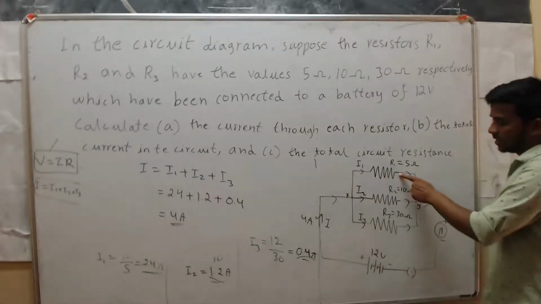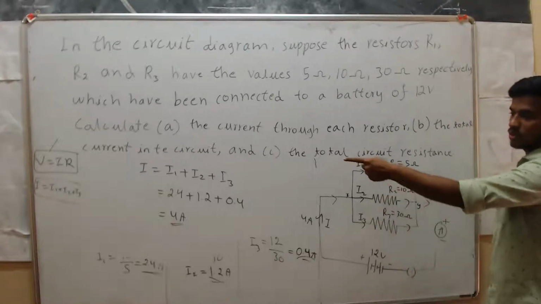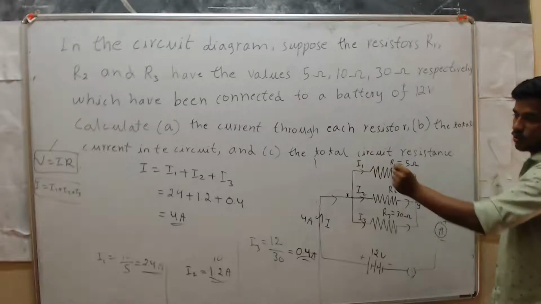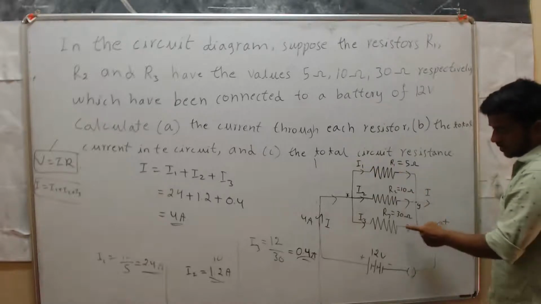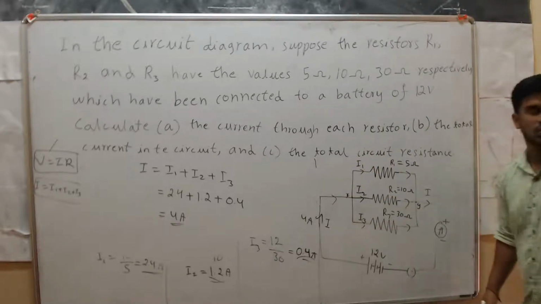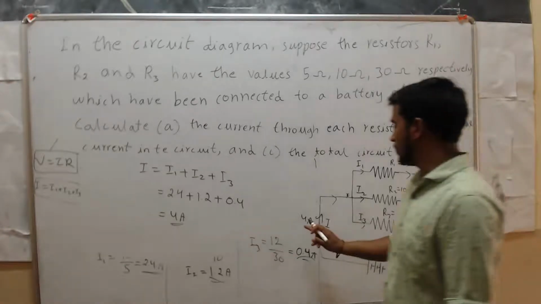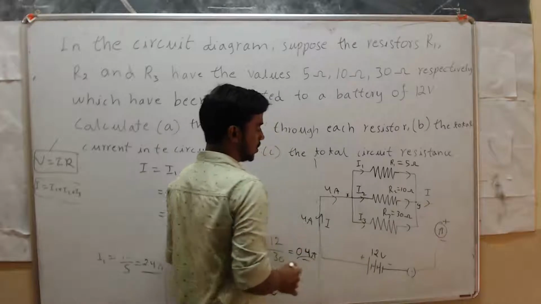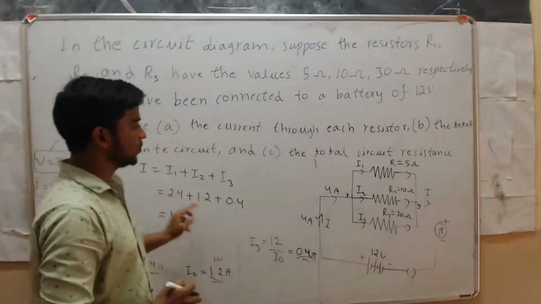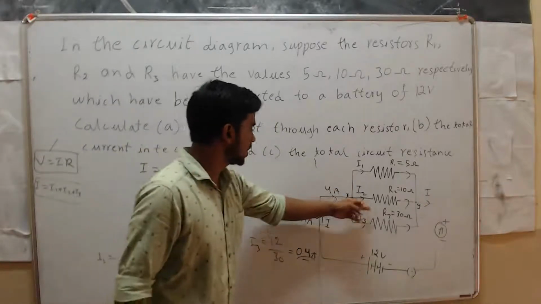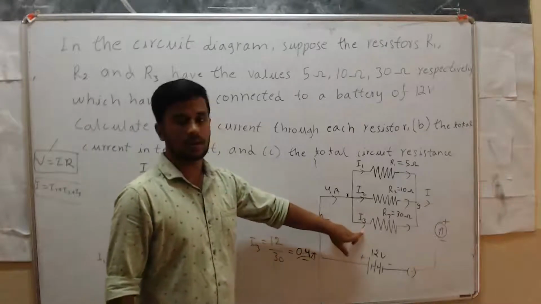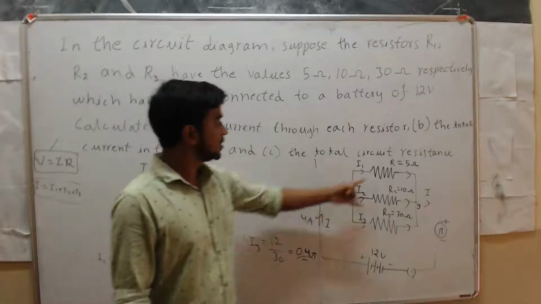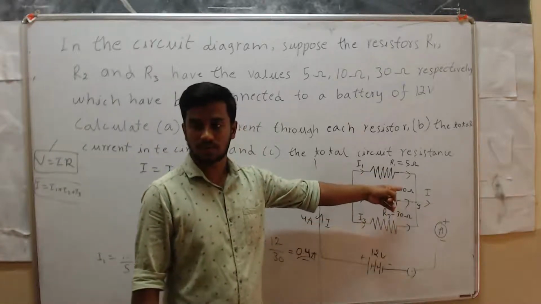If you connect here or here, you will get 2.4. If you connect this ammeter here or here, you will get 1.2. If you connect this ammeter here or here, at that time you will get 0.4. This 4 ampere current divides into 2.4 here and 1.2 here and 0.4 here. So here the division is not equal. Why? Because the resistor values are different.